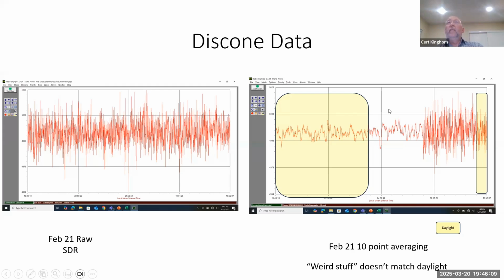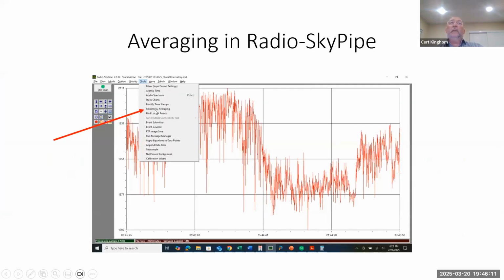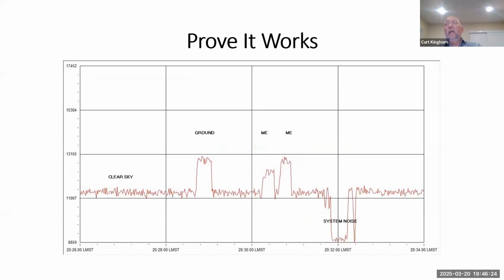When you're doing Radio SkyPipe, it's easy. You can take the data and output it. You can either view it smoothed by averaging, or you can smooth it and then output it. So it's very easy. Excel also has ways of doing averaging. So how do you prove that it works? This is the first light for my 611 telescope. I hooked it up, and sure enough, I was getting a signal.